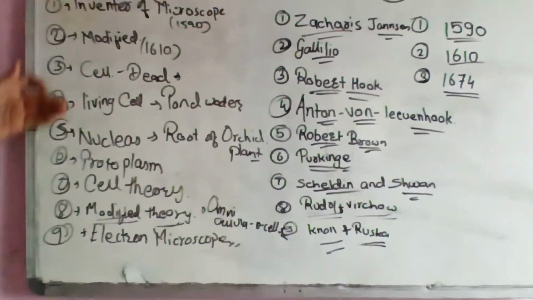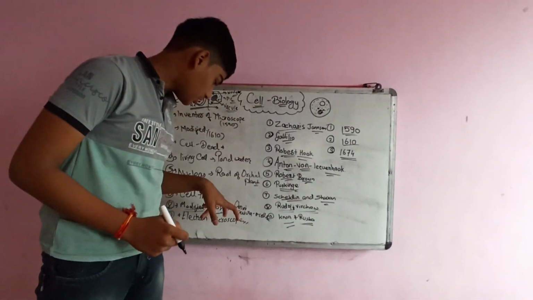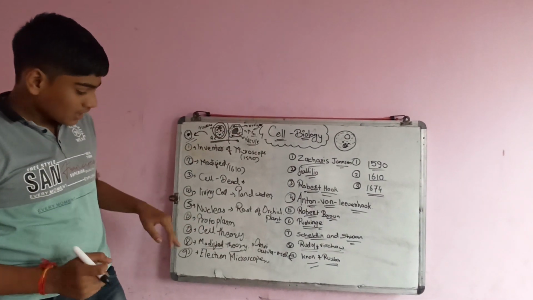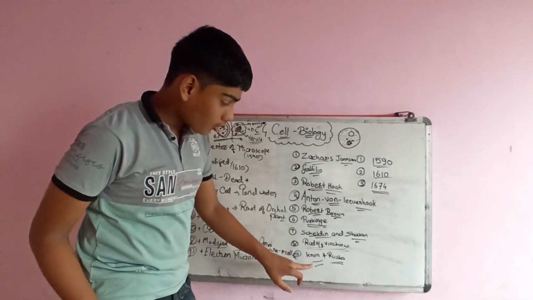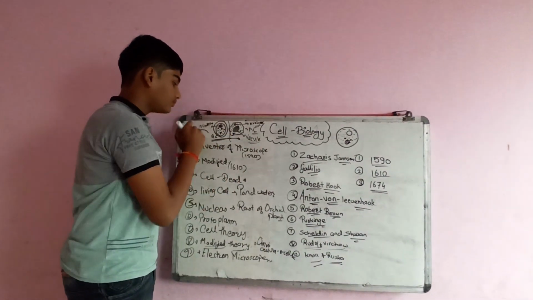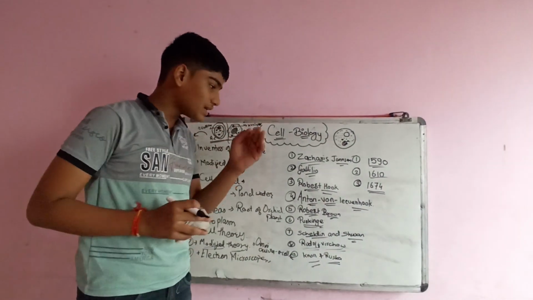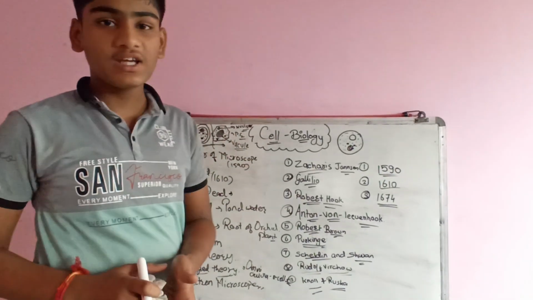So what are these points? What are the organelles? What is omnis cellula e cellula? How did Knoll and Ruska analyze all these cell organelles? These points we will see in our next video.